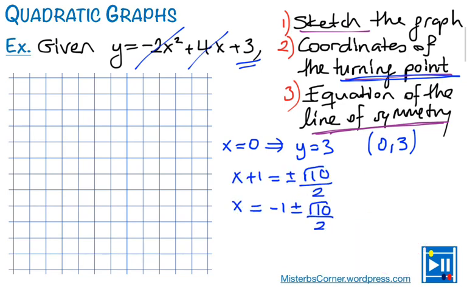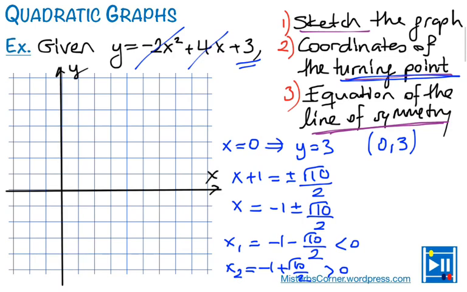So I have x being minus 1 plus minus root 10 over 2. This means x1 will be minus 1 minus root 10 over 2, and x2 being minus 1 plus root 10 over 2. Now here, this one is a negative number, this one is a positive number, so it must be on each end of the y-axis. Right, let me just plot these points now.